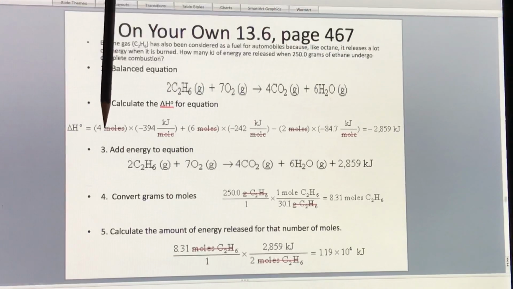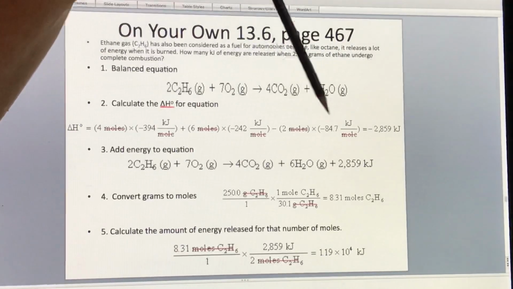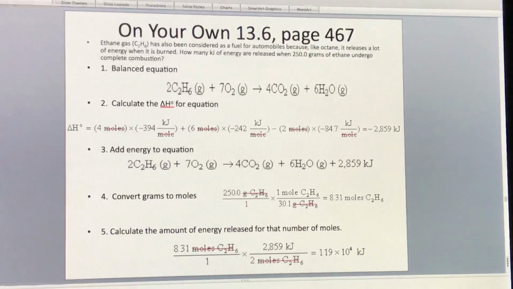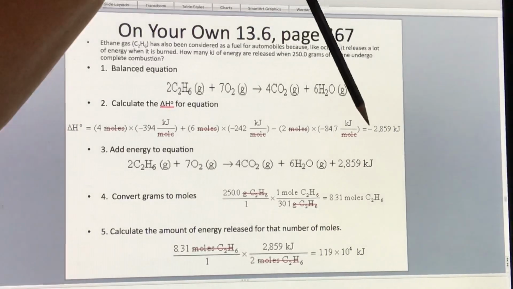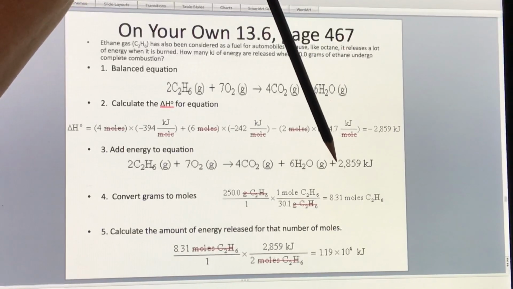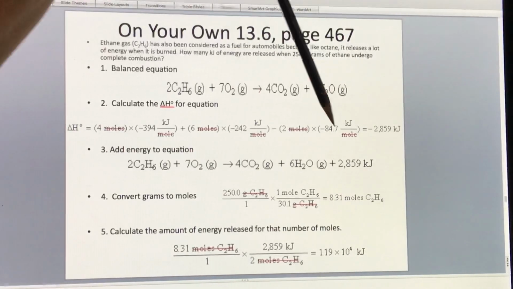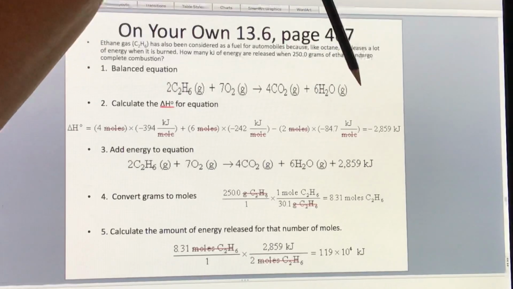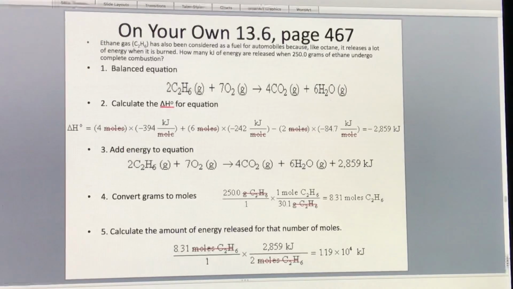All right, so we have products minus reactants. We have a negative 2,859 kilojoules. Since it's negative, it's exothermic, and it's going to be added to our products. So we've added this energy up here on this original equation over on this side.